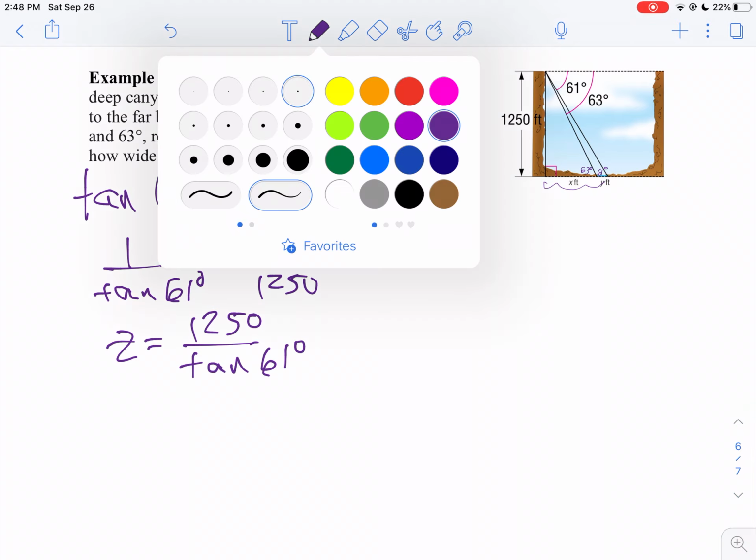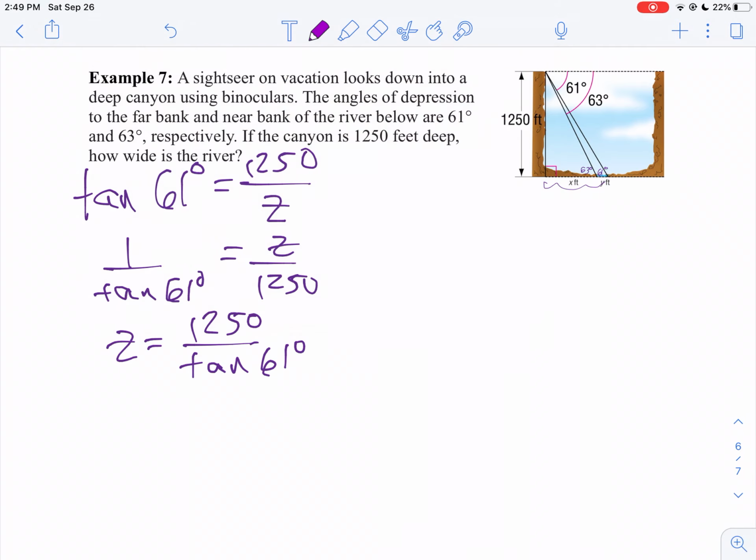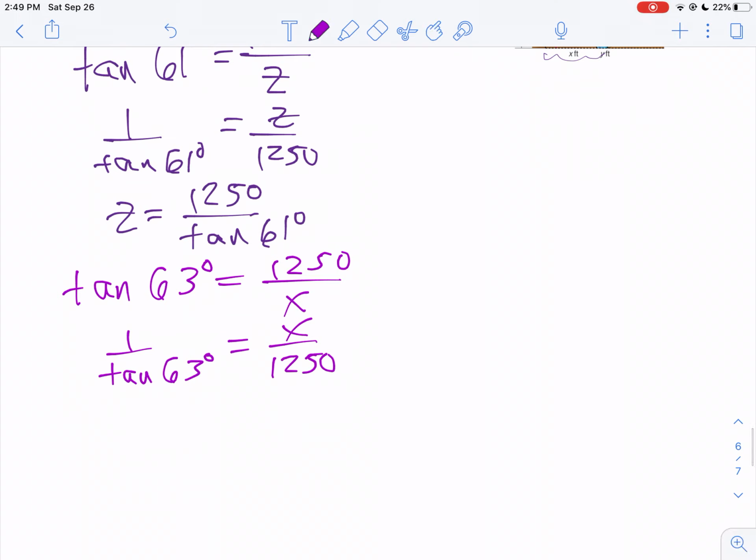Now I'll do the same thing for 63 degrees. I'll say the tangent of 63 degrees is going to be the opposite, which is 1250, over the adjacent, which is x. So to use the property of reciprocals, 1 over the tangent of 63 degrees equals x over 1250. Then multiply both sides by 1250, and x is 1250 divided by the tangent of 63 degrees.